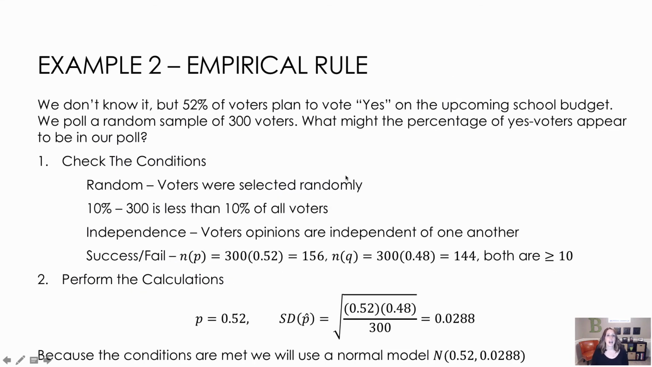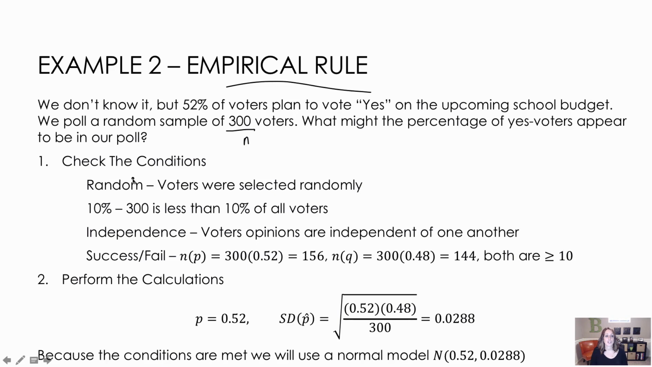Now, same idea happens with the empirical rule. We don't know it, but 52% of voters plan to vote yes in an upcoming school budget. We're going to poll a random sample of 300 voters. That's our N. What might the percentage of yes voters appear to be in our poll? Again, notice it's not saying what's the probability or what are the chances. It's saying what might we expect to see. So right away we should be thinking empirical rule.